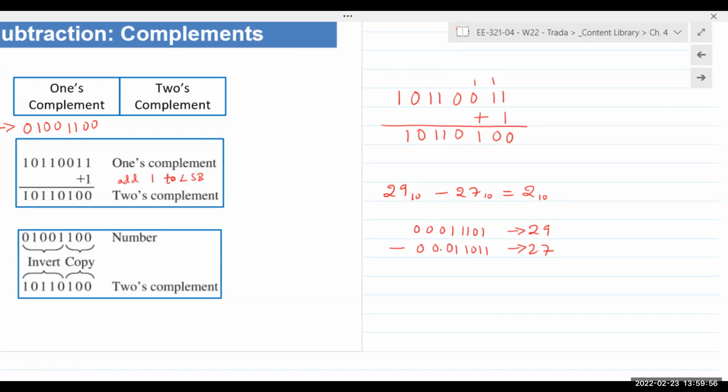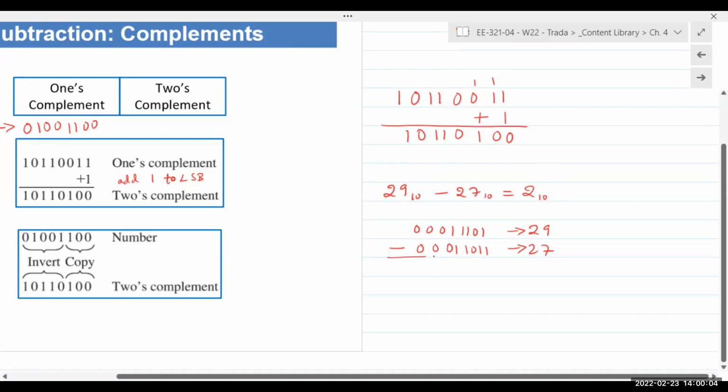Okay, so we find the 2's complement for 27. We find first the 1's complement. If you need to leave, feel free to leave. It's fine. So 1's complement, you got 1, 1, 1, 0, 0, 1, 0, 0. And then the 2's complement would be adding plus 1 to it. And so you would get 1, 1, 1, 0, 0, 1, 0, 1.